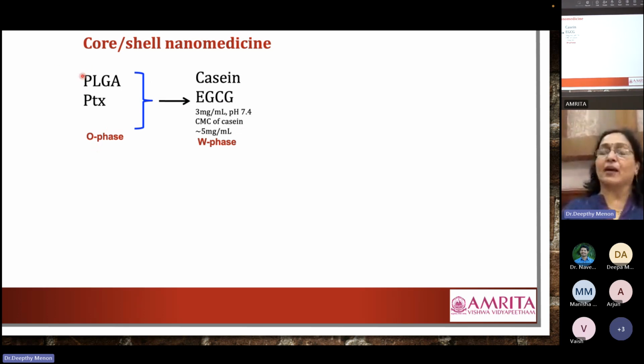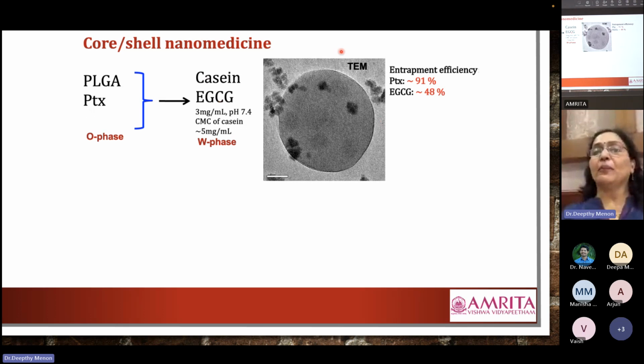PLGA is a hydrophobic polymer. Paclitaxel is a hydrophobic drug. Casein, that is your milk protein, and EGCG is your tea, the water phase. See that? Beautiful PLGA particle. But you see this black thing? So paclitaxel was encapsulated in a very high concentration. Again, EGCG was not encapsulated high.